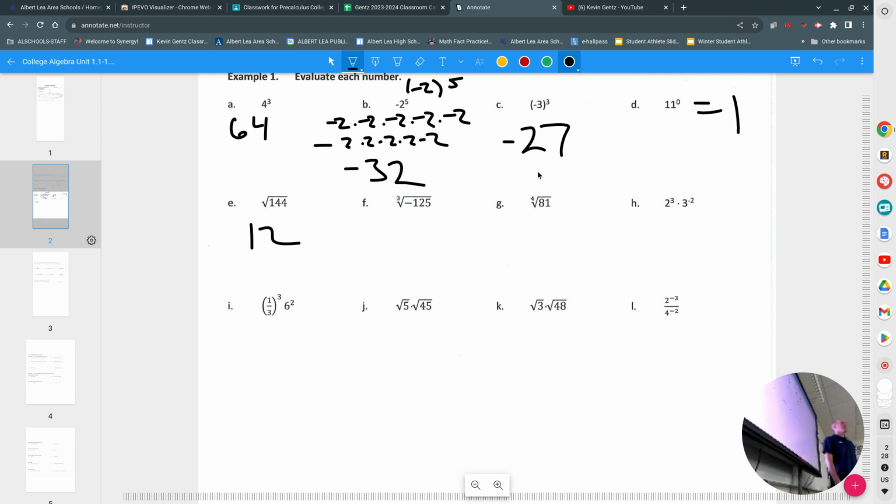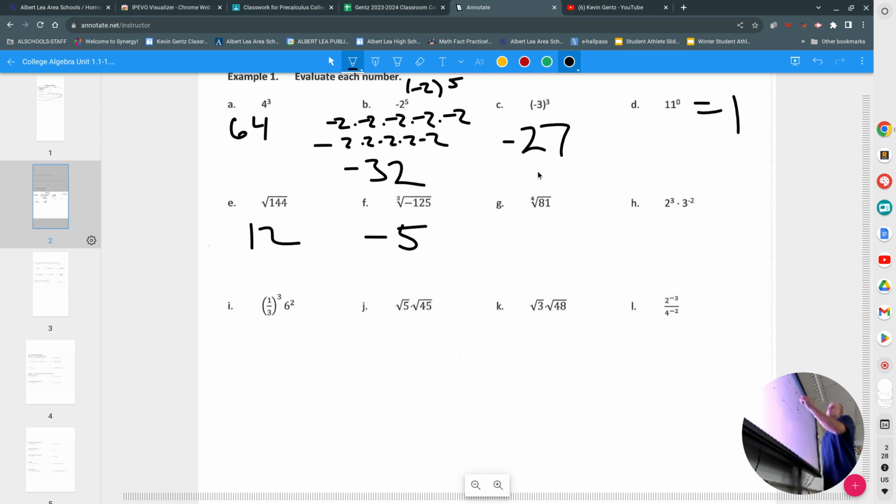All right, cube root of negative 125. What do you multiply by itself 3 times to get 125? 5. So negative 125 would be negative 5. There's a number you can multiply together 4 times to get 81.